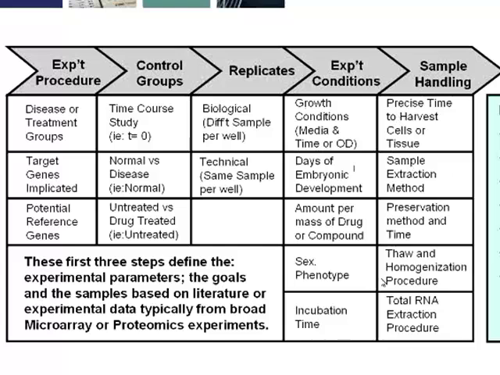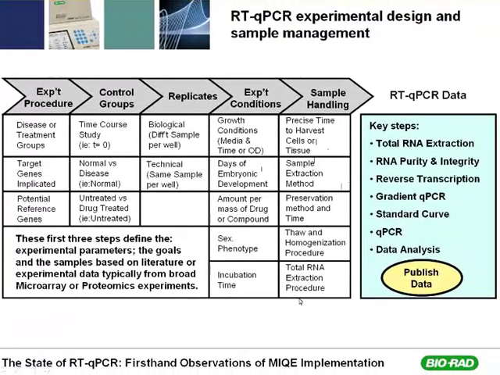Finally, sample handling is also something that needs to be considered: the precise time to harvest cells or tissues, the sample extraction method that you would use, the preservation time and method for samples, thaw and homogenization procedure, and finally the total RNA extraction procedure. These are all detailed very nicely in this article, The State of RT-qPCR: First-Hand Observations of MIQE Implementation. So you can read more details about this in that article.